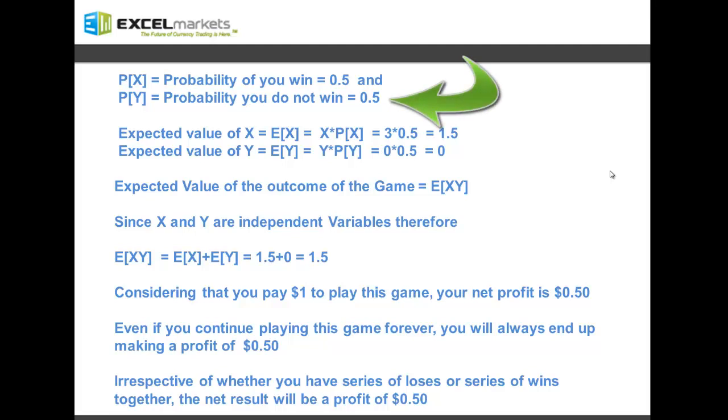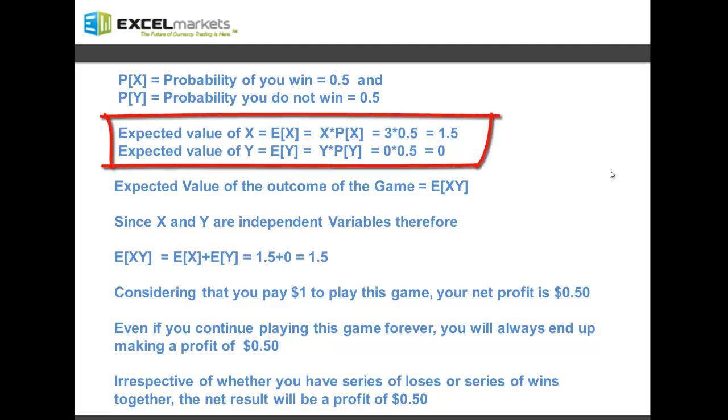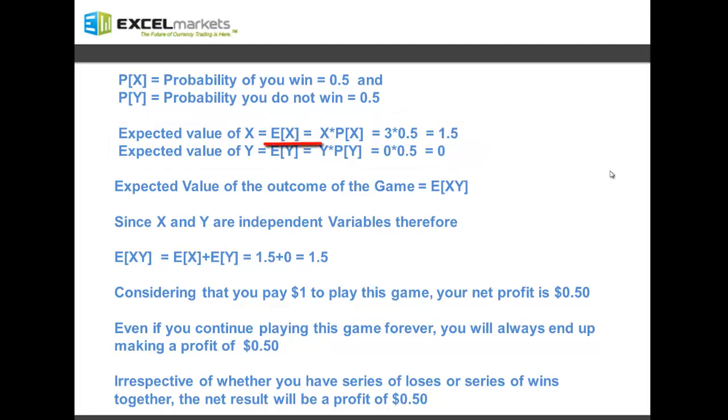Similarly, P(Y) is the probability of getting the value Y, which is the profit that you earn when you roll an even number, which is 0. The probability of you not winning, therefore, is P(Y), which is also equal to 0.5. So using the formula of expected value, E(X) as the product of the value of X with its probability, we get E(X) is equal to X times P(X). That is, since the value of X is 3, that is the profit you earn on winning, and probability of X, P(X), is 0.5, X times P(X) becomes 3 times 0.5, which is 1.5.